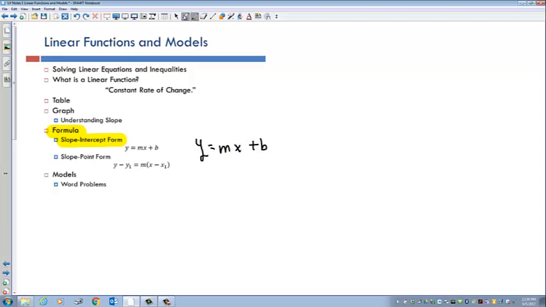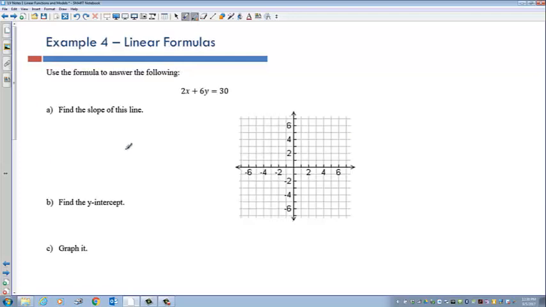And these letters have meaning, of course. M is called the slope, and the b is the y-intercept. Right, so that's the y-intercept. Now, where the slope-intercept form is important is when we're trying to figure things out, like what the slope of a line might be. It's good for our intuition, really. So let's take a look at an example of this.